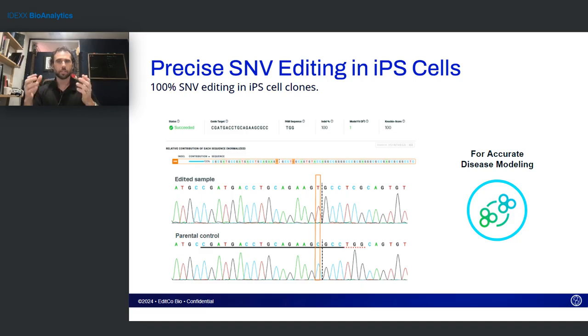As you can see by the traces there with our sequencing, we have 100% sort of C to T conversion there at the specific base, and it's compared to the parentals on the lower bottom. And so this really provides us to provide accurate disease modeling with high speed and accuracy.